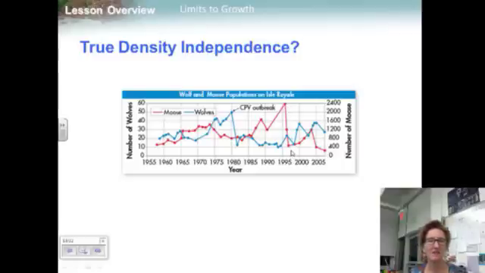In this case, the effects of bad weather on the large, dense population were greater than they would have been on a small population. In a smaller population, the moose would have had more food available because there would have been less competition.